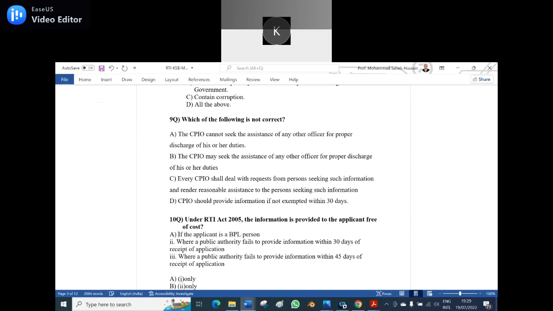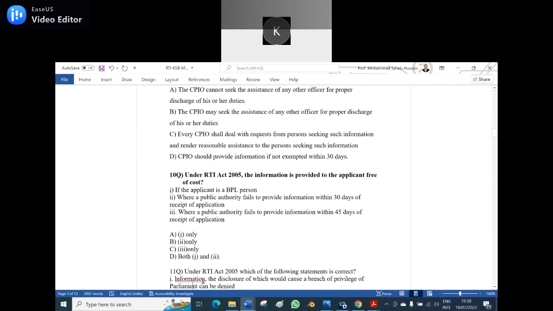10th question. Under RTI Act 2005, the information is provided to the applicant free of cost. 1. If the applicant is a BPL person. 2. Where a public authority fails to provide information within 30 days of receipt of application. 3. Where a public authority fails to provide information within 45 days of receipt of application. A. 1 only. B. 2 only. C. 3 only. D. Both 1 and 2.